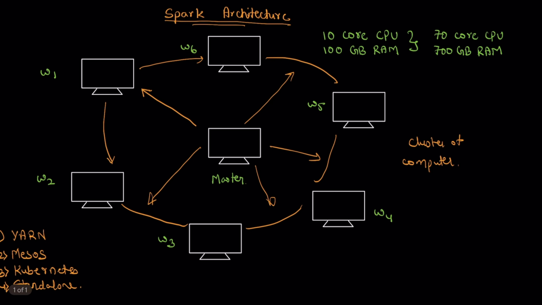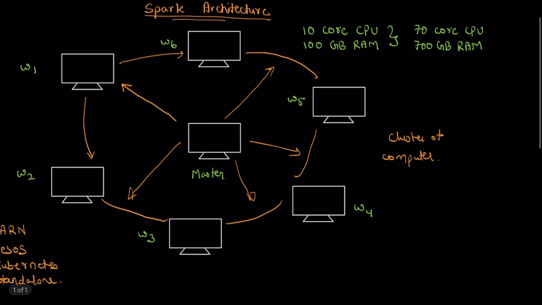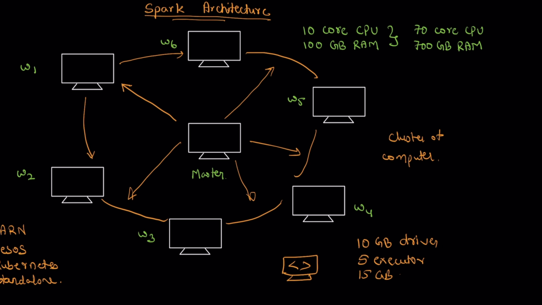Now let's understand what will happen when a developer submits a Spark application. Let's say the developer is requesting 10 GB of driver, 5 executors with 15 GB of RAM and 5 core CPU each. So this request would be going to the cluster manager.